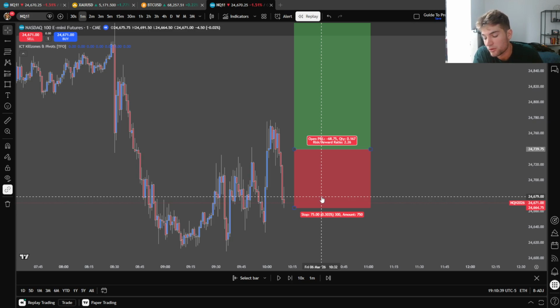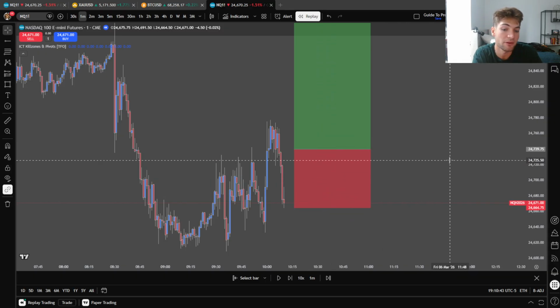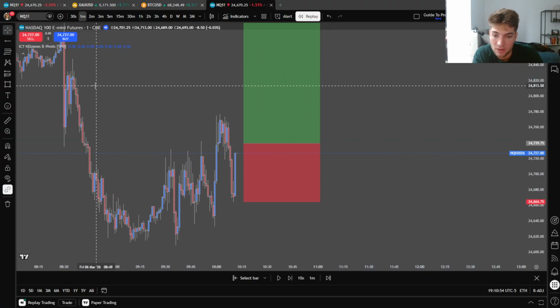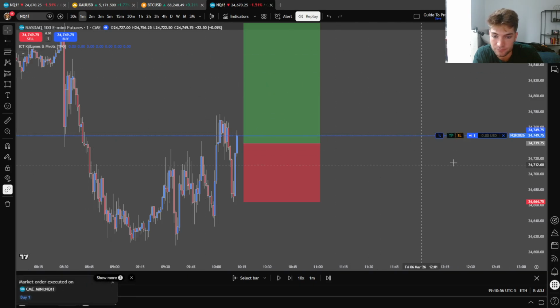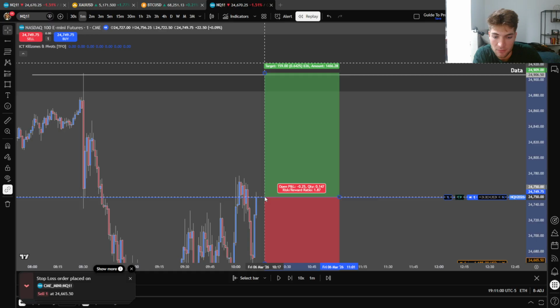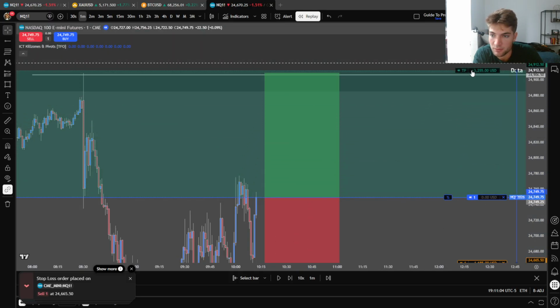100 ticks with 1 mini is $500. 200 ticks with 1 mini is $1,000. This will be $1,500. If you want to risk about $750, you would have to buy 5 micros. Perfect. We now have an idea of how much we want to risk. Let's just do 1 mini for the example. Okay, boom. We enter there. Stop below this. Our take profit 1 would be here. Take profit 2 would be all the way up here.